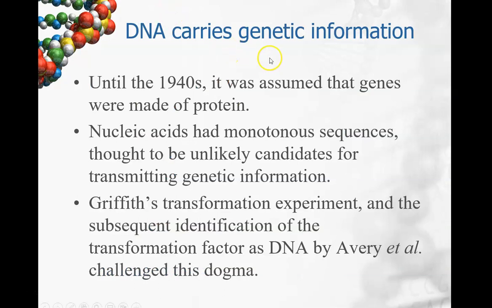So our DNA carries genetic information. Up until the 1940s, it was assumed that genes were made of protein because protein had maybe greater diversity with 20 amino acids, whereas nucleic acids were thought to have monotonous sequences, only 4 bases, and unlikely candidates for transmitting genetic information. But there's some experiments that you can go back and look at. Griffith's transformation experiment and the identification of the transformation factor as DNA, that challenged that dogma in the 1940s.